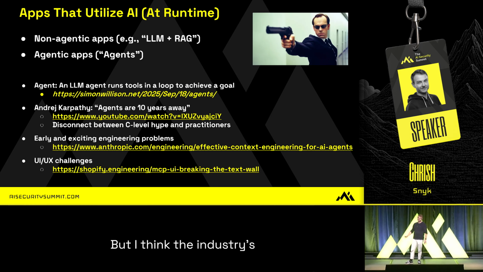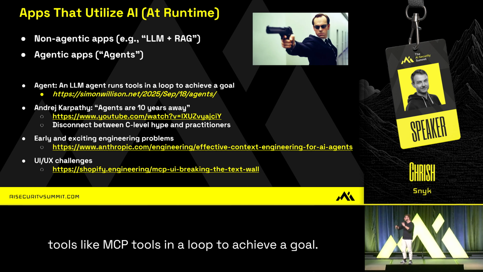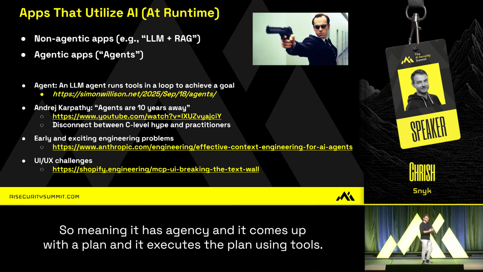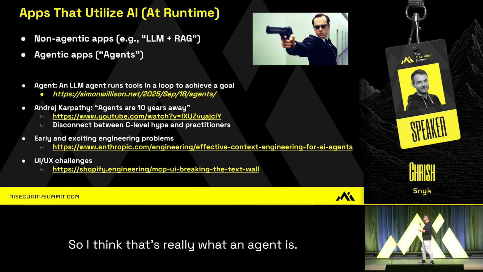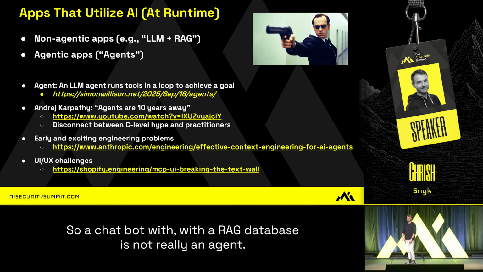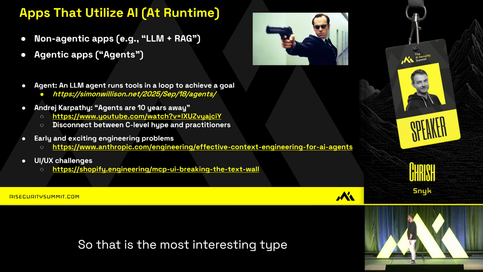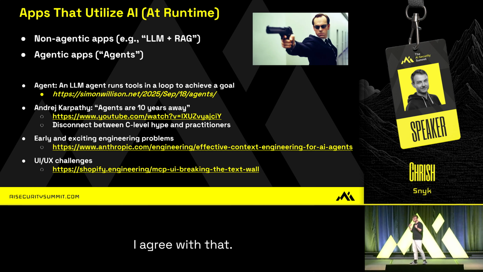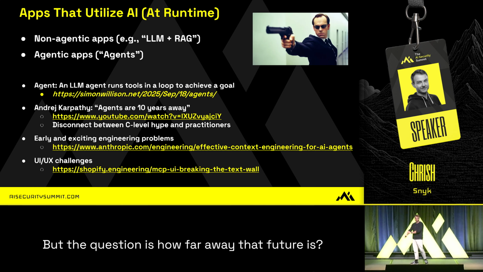But I think the industry is settling on a definition, which I'm quoting from him. An LLM agent runs tools, like MCP tools, in a loop to achieve a goal. Meaning it has agency, and it comes up with a plan, and it executes that plan using tools. So I think that's really what an agent is. So a chatbot with a RAG database is not really an agent, right? So that's interesting. This is the most interesting type of AI native applications. And people are saying this is the future. I agree with that. But the question is how far away that future is.